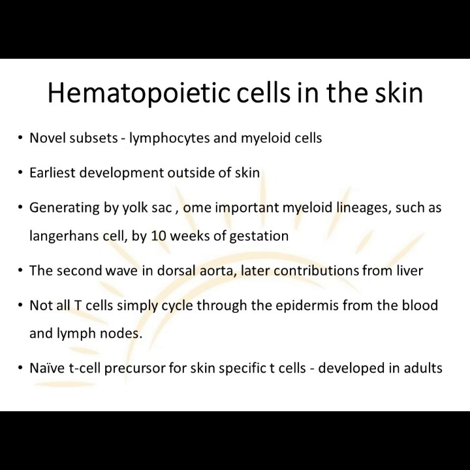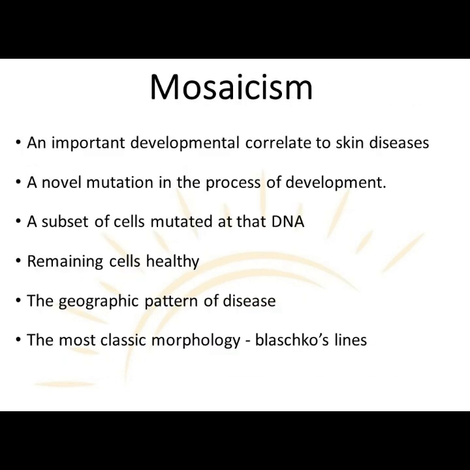Early development. The yolk sac generates early myeloid lineages. By 10 weeks gestation, Langerhans cells, specialized antigen-presenting cells of the skin, are established. Later waves. A second wave of hematopoietic development occurs in the dorsal aorta, followed by contributions from the fetal liver. T cells. Not all skin T cells are recirculating. In adults, naive precursors can differentiate into skin-specific T cells, but this does not occur in embryos.